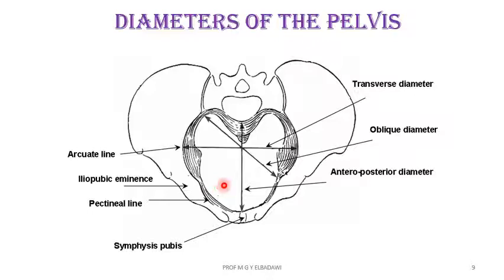Here is a diagram which shows these diameters. That is the transverse, that is the oblique, and that is the anteroposterior one here, either the true conjugate or the diagonal one. Here in that diagram, you can see the pubic arch is not seen.